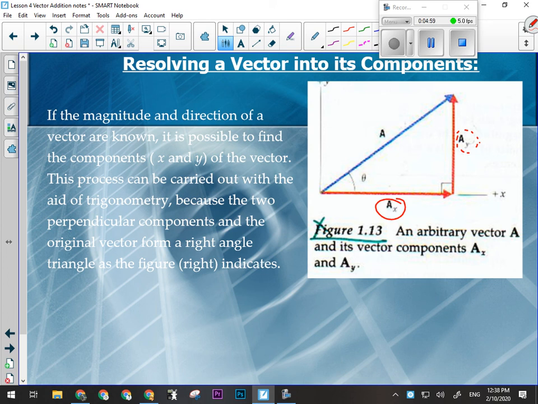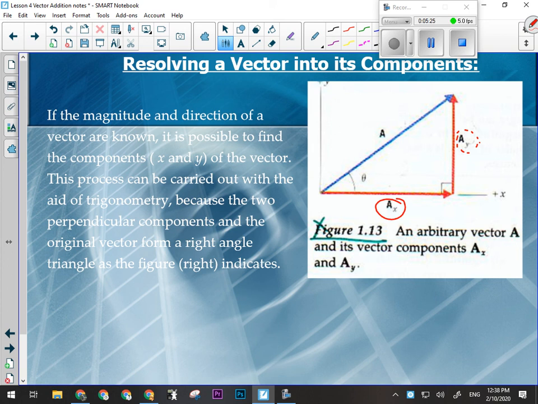Now, that may not always represent up and down and left and right. It might represent north and south or east and west or any other 90-degree vectors. So what we're looking at here is how can I find out how much this vector goes over to the right and how much does it go up, if I only know how big A is and what this angle is?